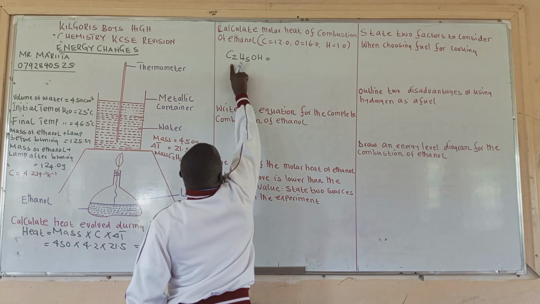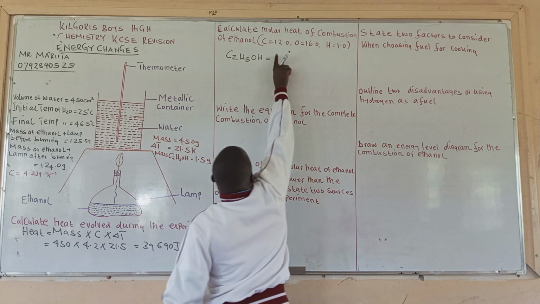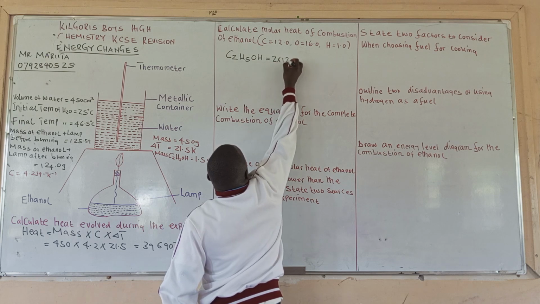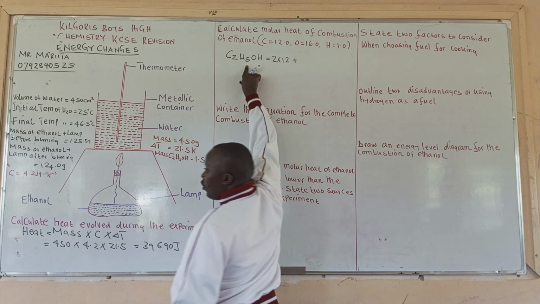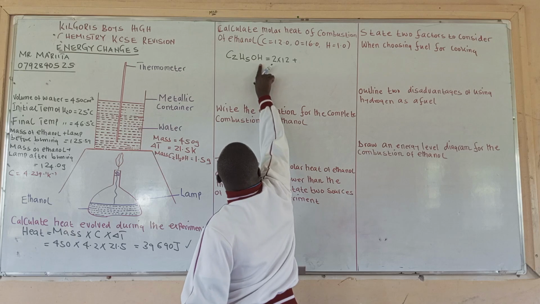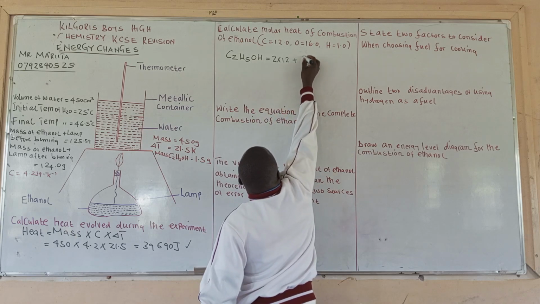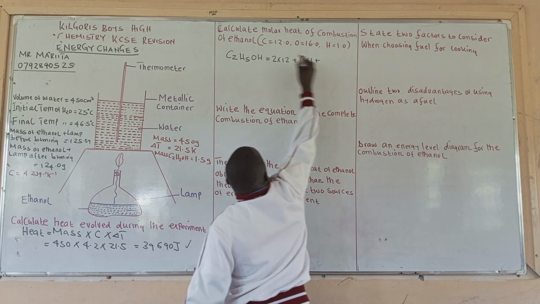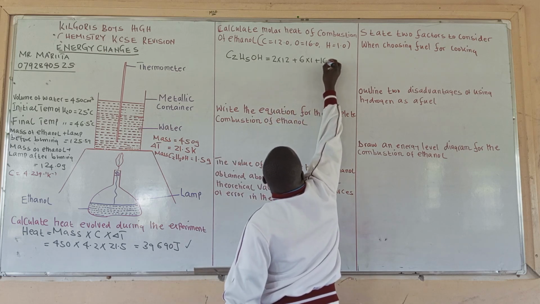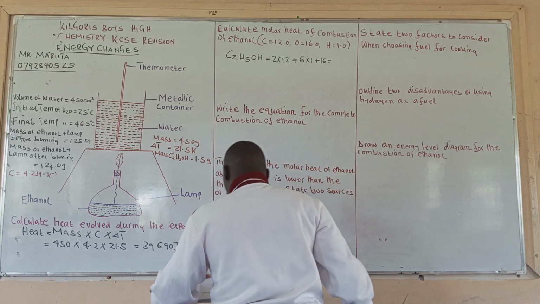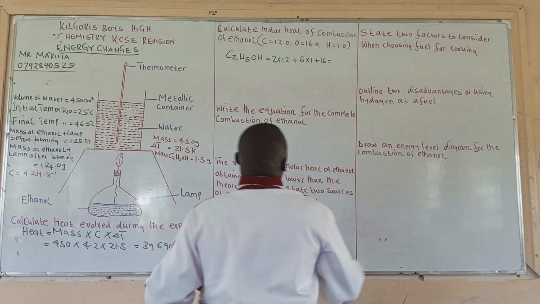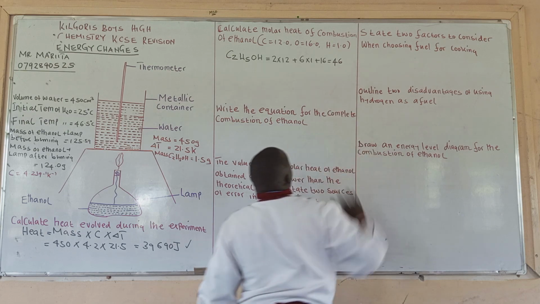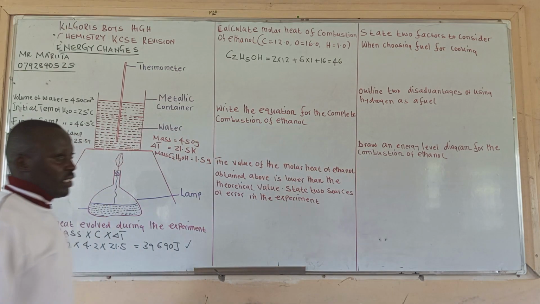So we have 2 carbons here, and 1 carbon is 12, so you take 2 times 12, plus hydrogen, we have 6 here, so we add 6 times 1, then plus oxygen, we have 1, so we add 16. If you add that, it gives us 46. So the molar mass of ethanol is 46.